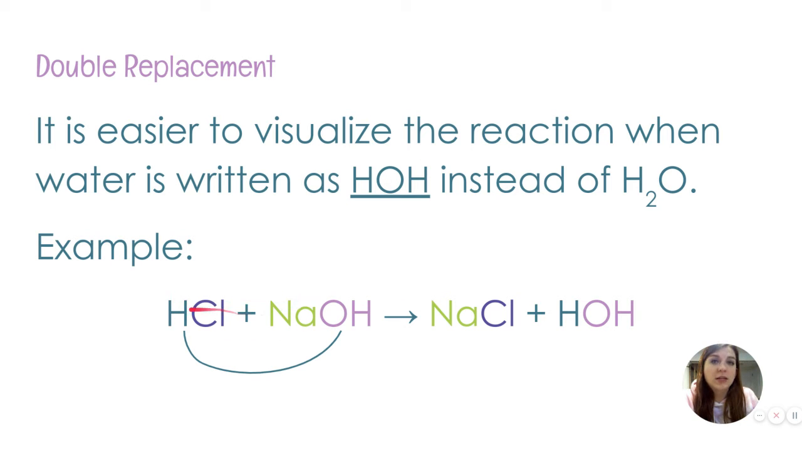If we were to write these A, B, C, D, A always pairs with D because it is a positive trying to pair with the other negative. And then over here, it would result as HOH, which is really water. And then the leftovers are the ionic component, which in this case is salt, but it could be any other ionic component.